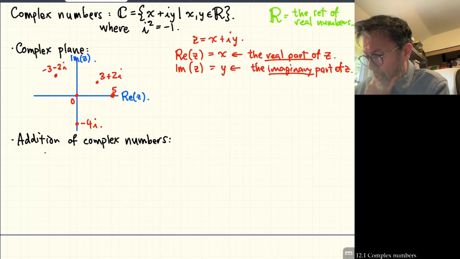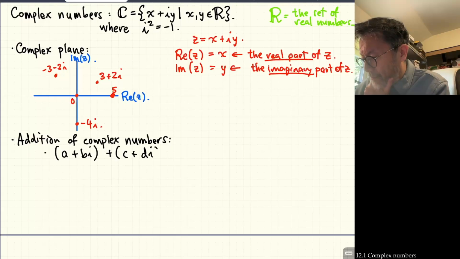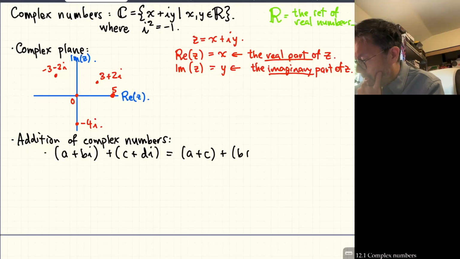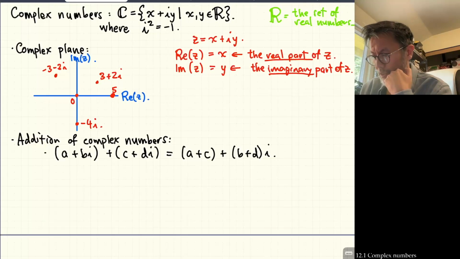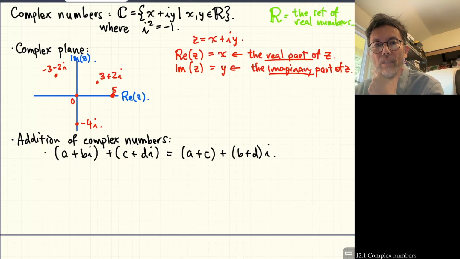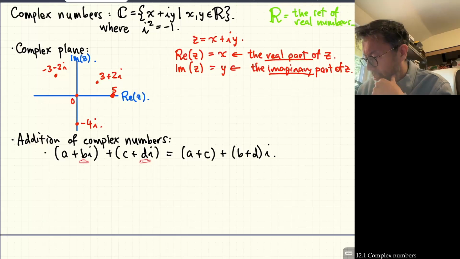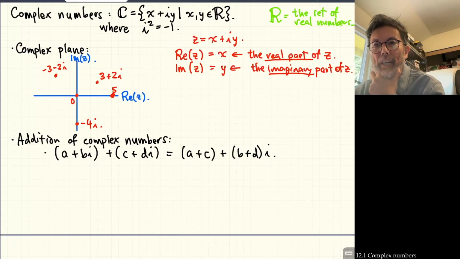Okay, so for example, let's write it like this: a plus bi, that's a complex number, and you add to that c plus di, then this is equal to (a plus c) plus (b plus d)i. Right? You add the real parts together. The real part of this number is a. The real part of this number is c. You just add them together to get the real part of the sum, and that's a plus c. And similarly, bi and di get added together to become (b plus d) times i. Okay, exactly what you would expect.